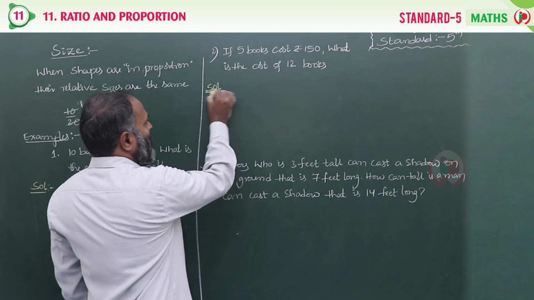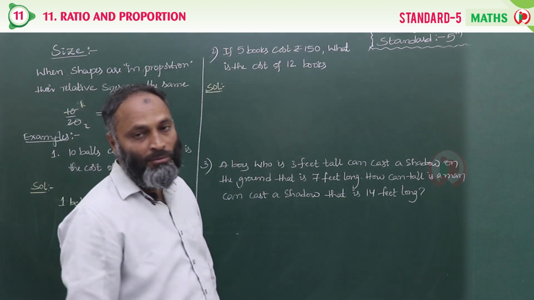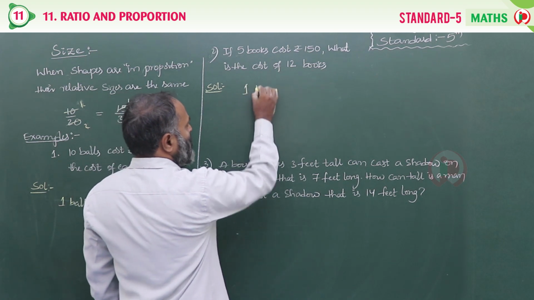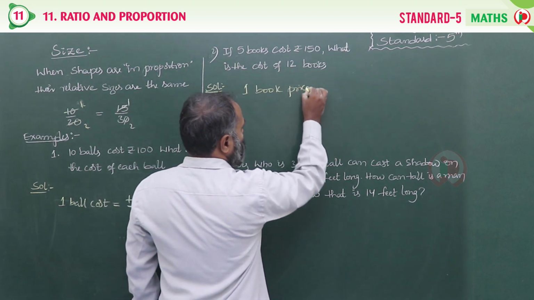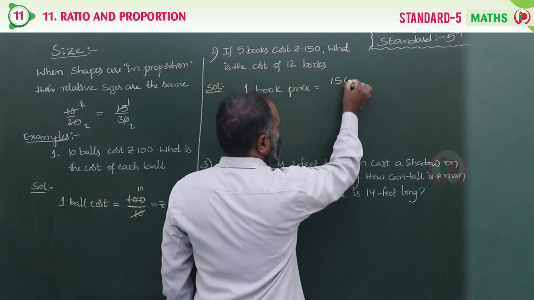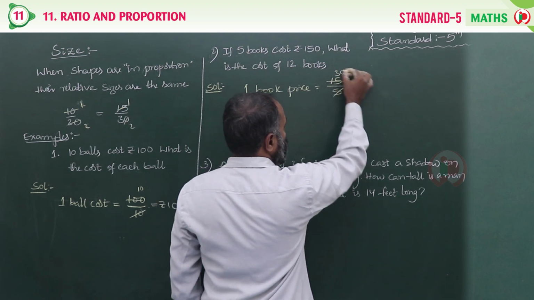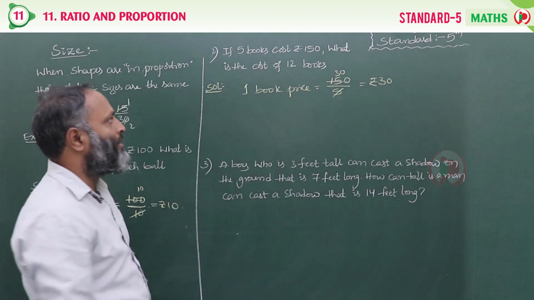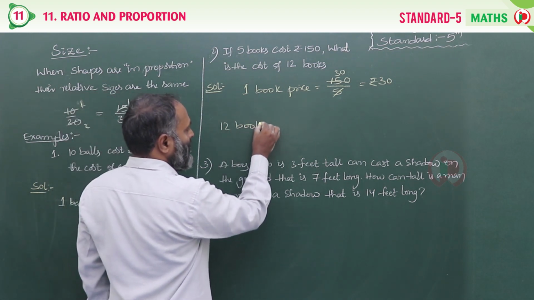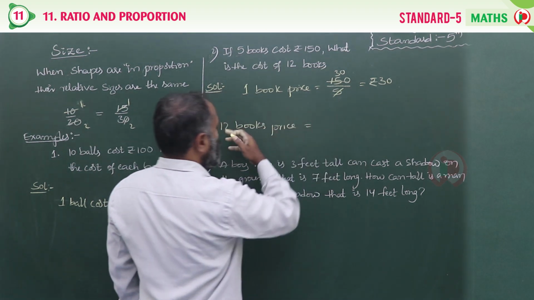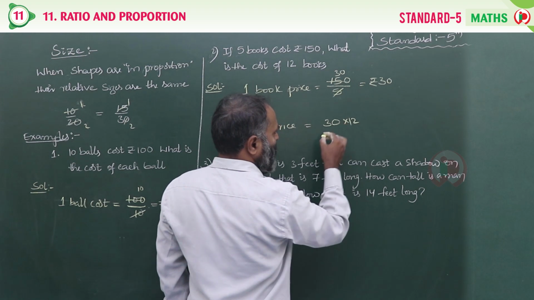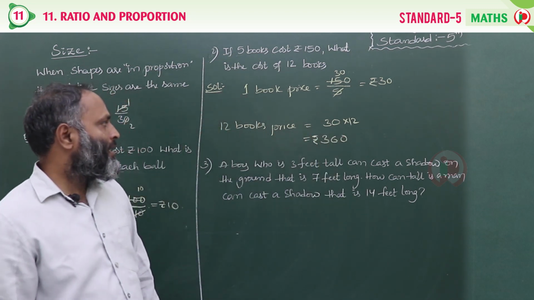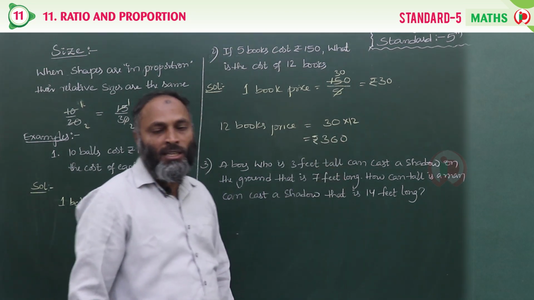Here in the second question, 5 books cost 150 rupees. What is the cost of 12 books? First we should find the unit price, then after that the price of 12 books. So first, one book's price. 150 by 5: 5 1s are 5, 5 3s are 15, so 30. One book's price is 30 rupees. Now the price of 12 books. This unit price is multiplied by 12. 30 into 12: 12 3s are 36 and this 0, so 360 rupees. The price of 12 books is 360 rupees.